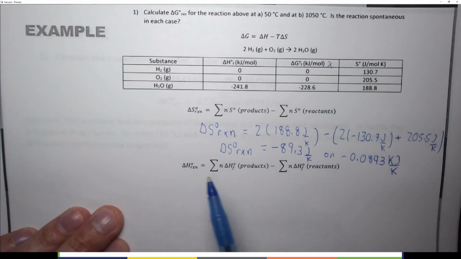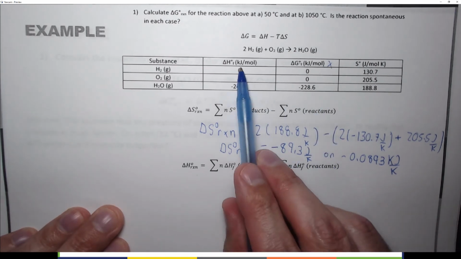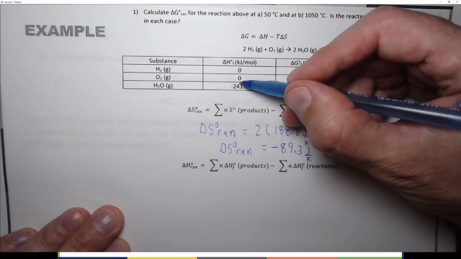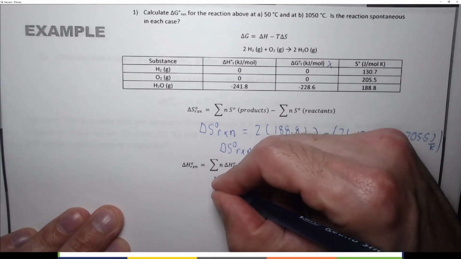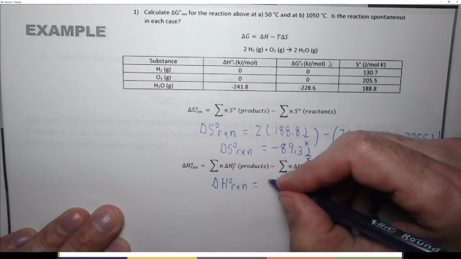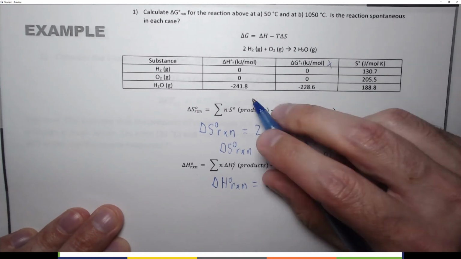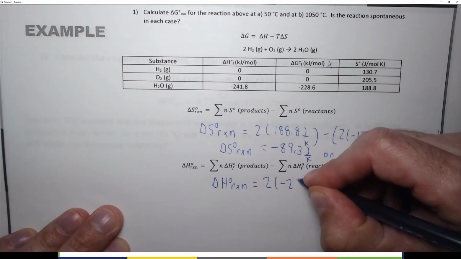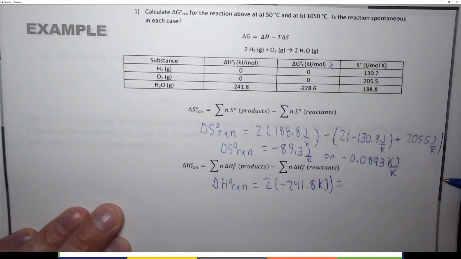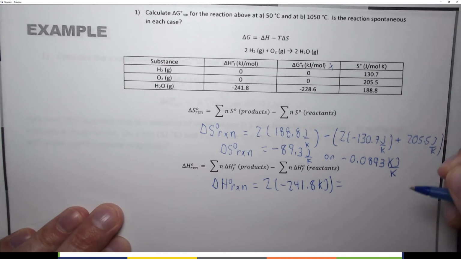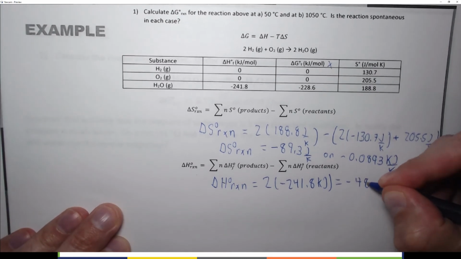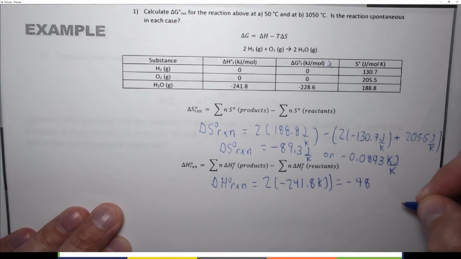Delta H is going to be more straightforward because the delta HF of the elements is 0. So basically, the delta H naught of the reaction is going to be equal to 2 waters, so 2 times the minus 241.8 kilojoules. And that is going to be equal to minus 480.